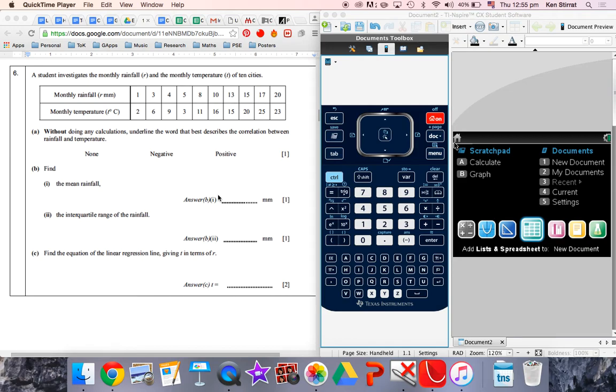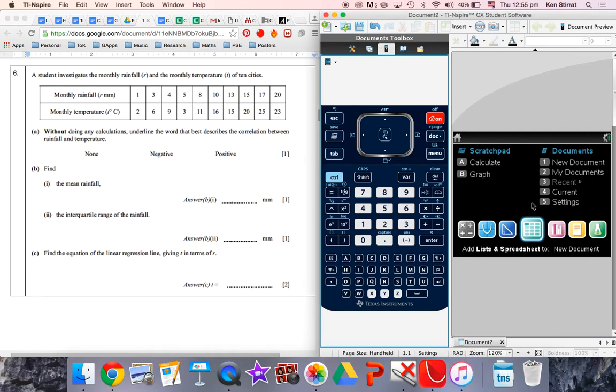TI-Nspire here to draw a scatter graph and most importantly to work out the equation of linear regression. Also a nice little bonus, it's going to help us work out the mean of both sets of data, and we can easily take off the interquartile range from the calculator as well. So let's get to it.